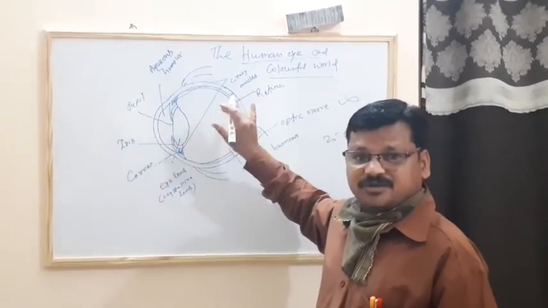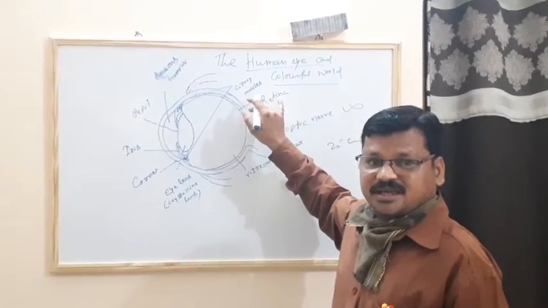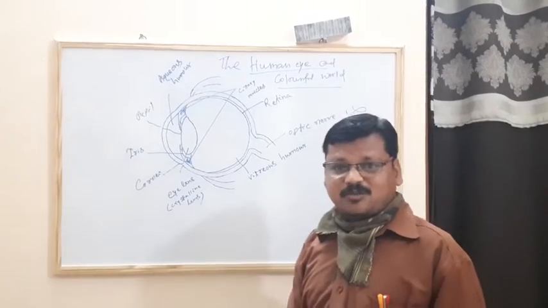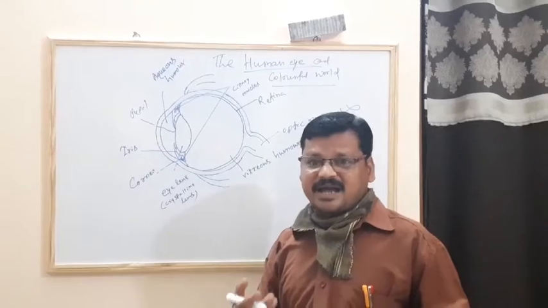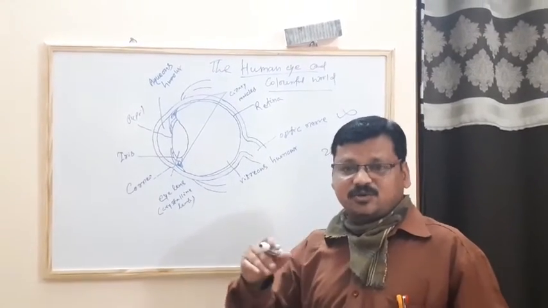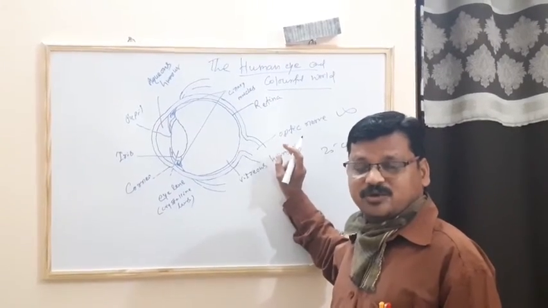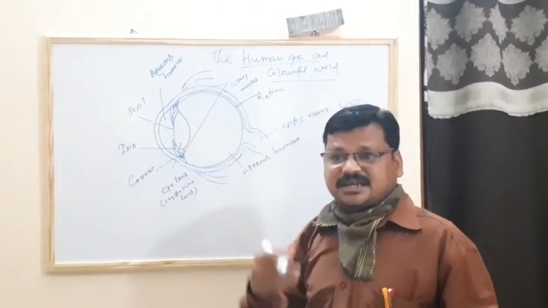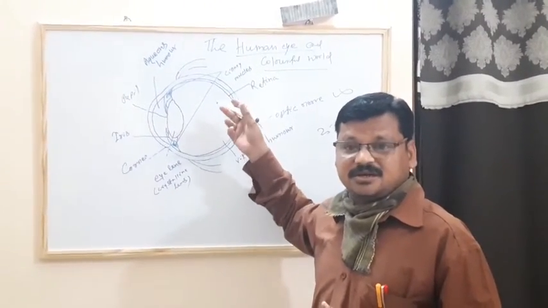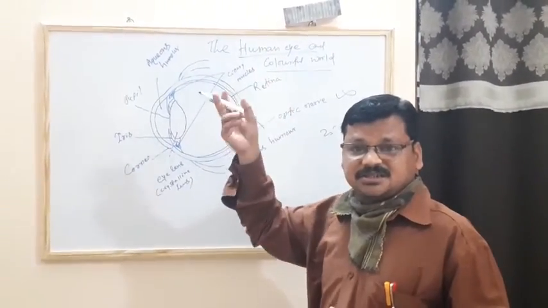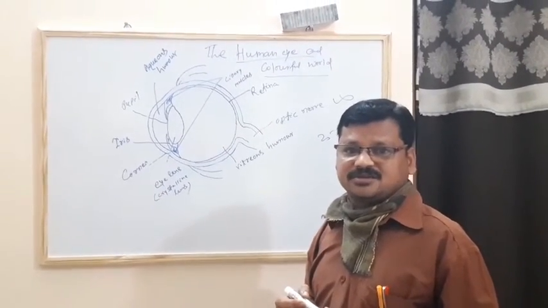So we discussed the function of the human eye. I have told you about the power of accommodation. Power of accommodation means the ability to change the focal length of the eye lens. When we see a near object, the eye lens becomes thick. When we see a distant object, the eye lens becomes thin. In this way we can see near objects as well as distant objects clearly. That is called power of accommodation.